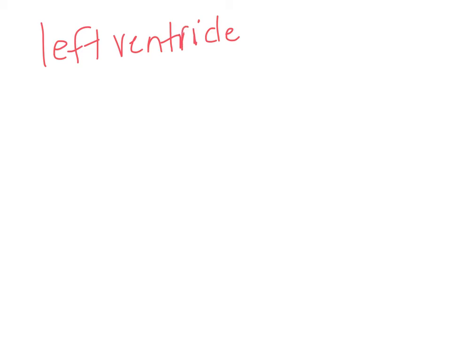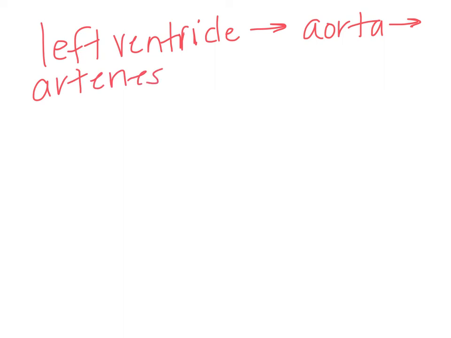Okay, so left ventricle, then it goes out the aorta, okay? Then the aorta leads to arteries, and obviously the aorta is the biggest artery, but you have other arteries in your body that are a little bit smaller. And then it goes to the body cells.